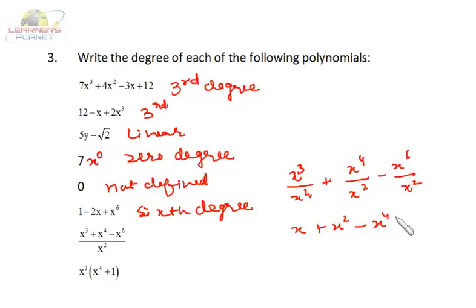We should be very clear about it. If there is any variable in the denominator, then simply simplify it, then you should find the highest power of the variable. So it's a fourth degree polynomial.